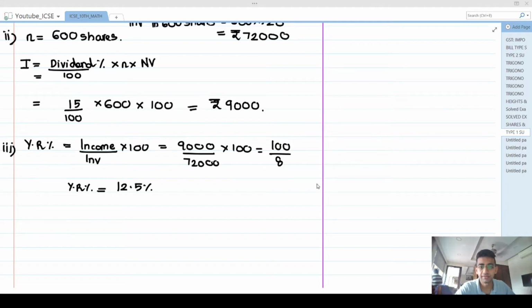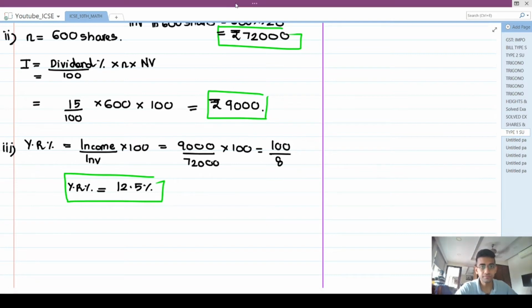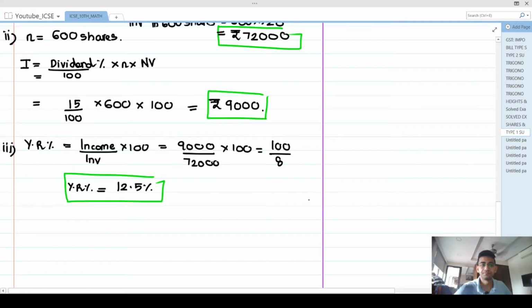And this, guys, are your three subpart based answers. Let me just highlight it for you. Third part is yield rate. Second part, this is your income. And first part is this. Let's move on.